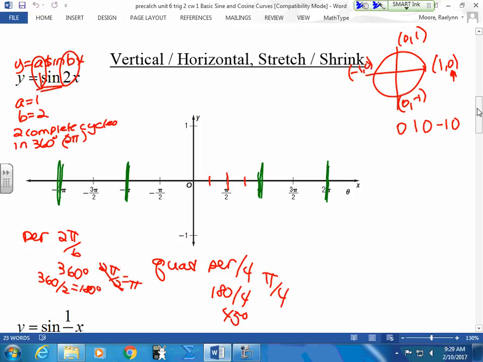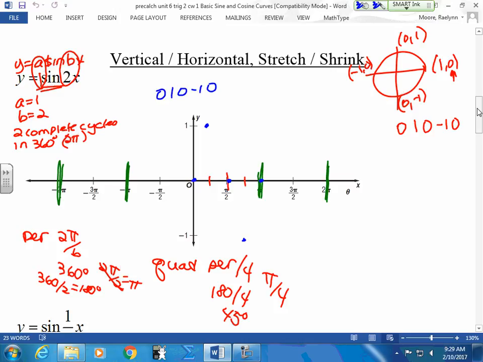We're going to start at our quadrants. These are our quadrants now: 0, 1, 0, negative 1, 0. These are the 4 quadrants we have to follow because we need 2 of these guys in 360. So again, follow that stream.